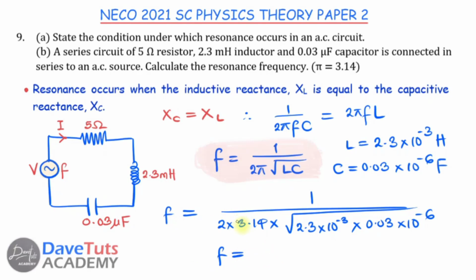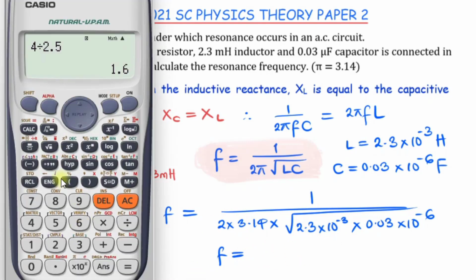With this, we can now find our resonance frequency by bringing our calculator. We want to look at 1 divided by, I want to put everything in brackets, 2 times 3.14 multiplied by the square root of, now I want to put everything together in brackets so that I don't miss out that square root. So I have 2.3 exponent minus 3, times 0.03 exponent minus 6. So I can close that bracket, come out of that, check to see that I'm on the right track, and then press the equal to sign.